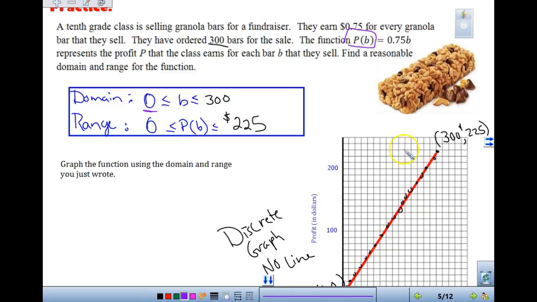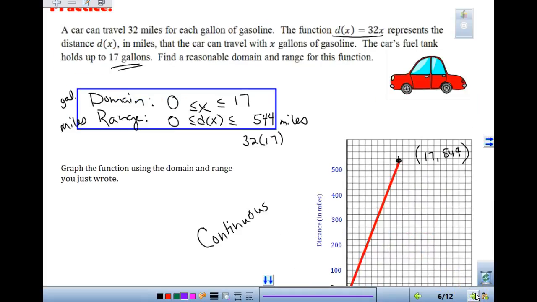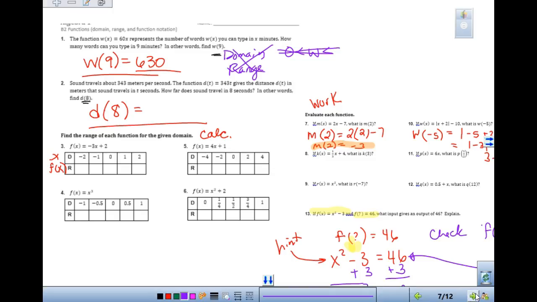This one we talked about in the video as being discrete because you can't buy half of a granola bar. Whereas here you are talking about distances in miles, and it can be continuous. And you have an end point because that's where it stops, because they told us the max was, in this case, 17. That's all our gas tank holds, 17 gallons.